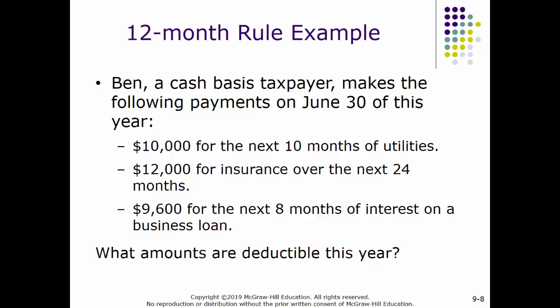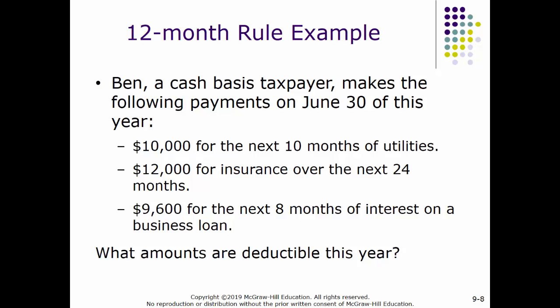In this example, Ben is a cash basis taxpayer and he makes payments on June 30th: $10,000 for 10 months of utilities, $12,000 for insurance coverage for 24 months, and $9,600 for 8 months of interest on a business loan. Which amounts are deductible? Well, we'll see that because the $10,000 paid on June 30 will last for the rest of this year, which is 6 months, and then 4 months into the next year, it's all deductible because it's less than 12 months.